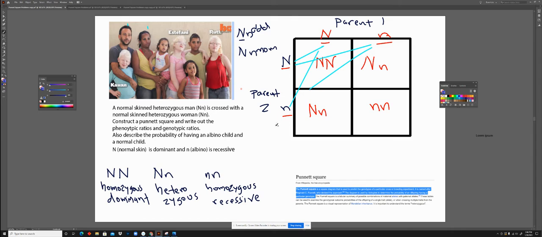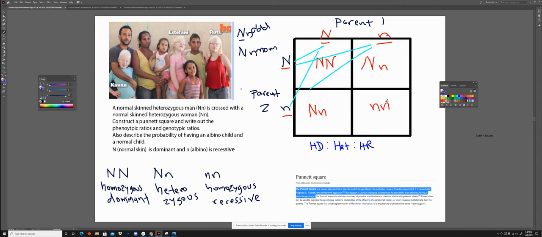So genotypic ratio is a ratio used to compare, a mathematical comparison. This is how the order goes. I'm going to abbreviate: HD, homozygous dominant, het for heterozygous, and homozygous recessive. You have to count how many homozygous dominants do I have, how many heterozygous do I get, and how many homozygous recessive do I have.